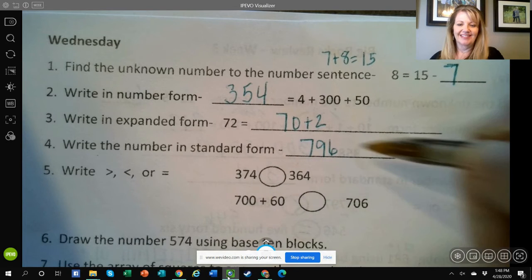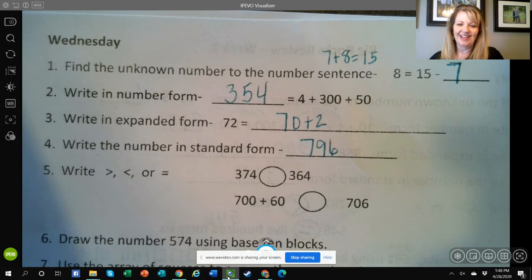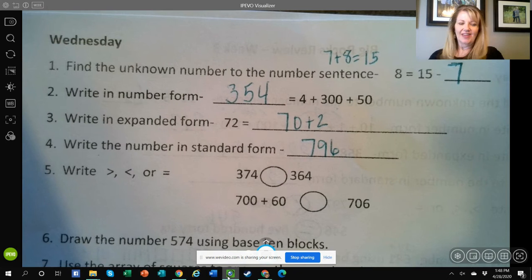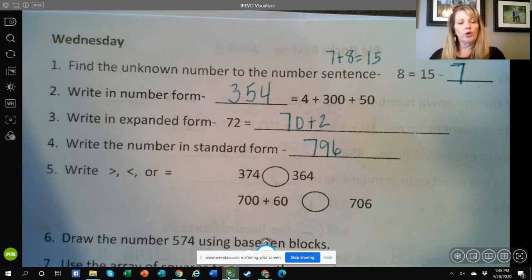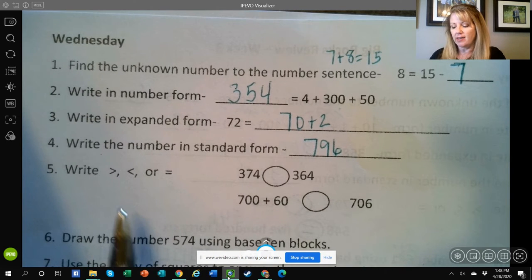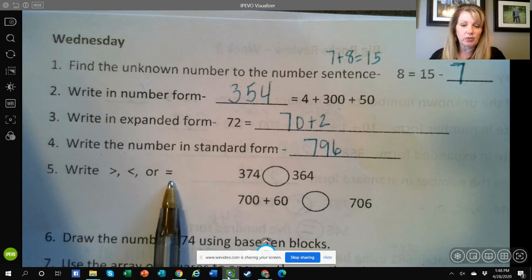96. Is that what you wrote? Good. I'm so glad. Number 5, we are going to be writing in the greater than, less than, or equal sign as we compare numbers.